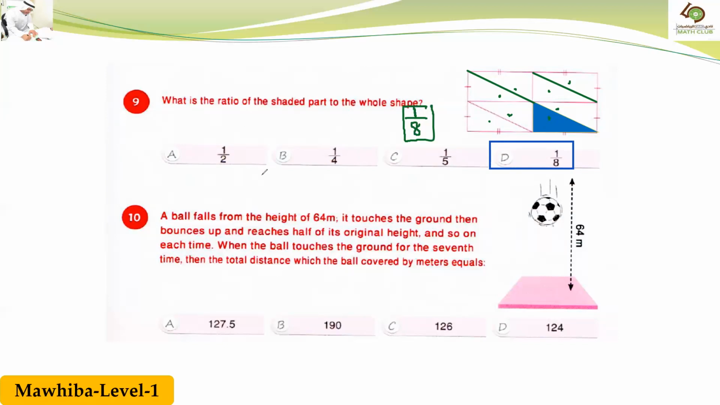Where are you, Ghadir? Please read number 10. A ball falls from the height of 64 meters. It touches the ground, then bounces up and reaches half of its original height, and so on each time. When the ball touches the ground for the 7th time, the total distance which the ball covered in meters equals? Do you have any idea to solve the problem?